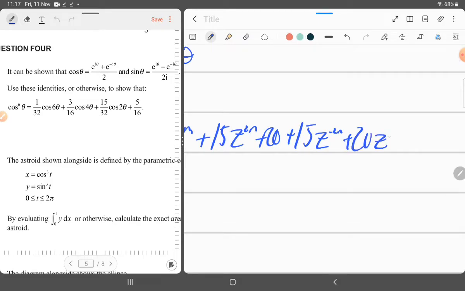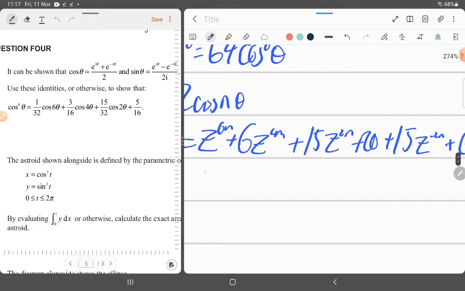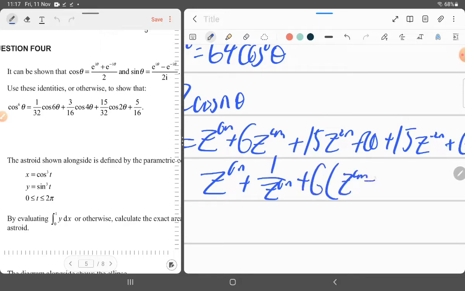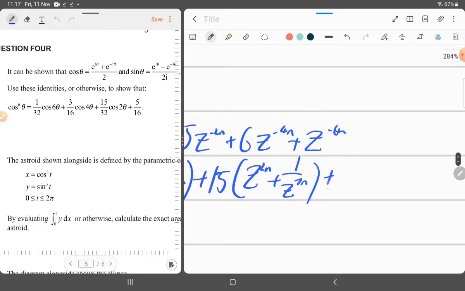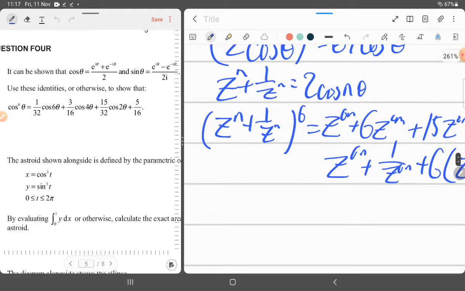plus 6 z to the power negative 4n plus z to the power negative 6n. Grouping, inside is z to the power 6n plus 1 over z to the power 6n, plus 6 times z to the power 4n plus 1 over z to the power 4n, plus 15 times z to the power 2n plus 1 over z to the power 2n, plus 20, which is equal to z to the power n plus 1 over z to the power n, to the power 6.